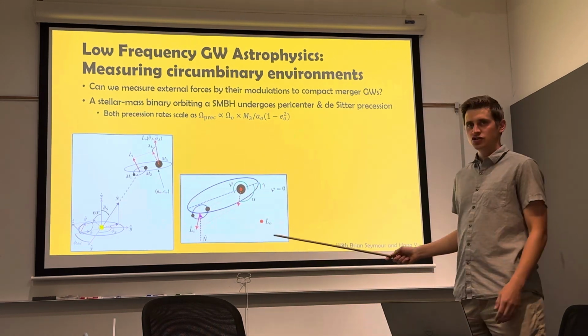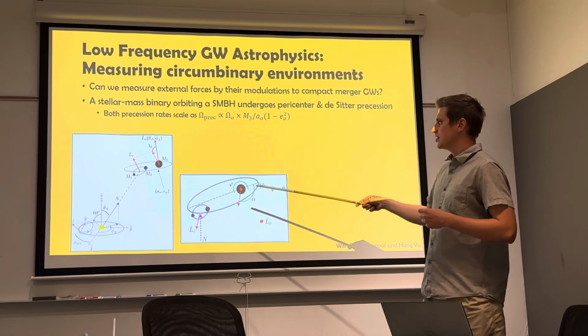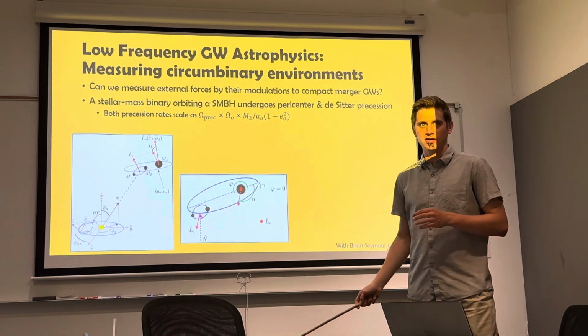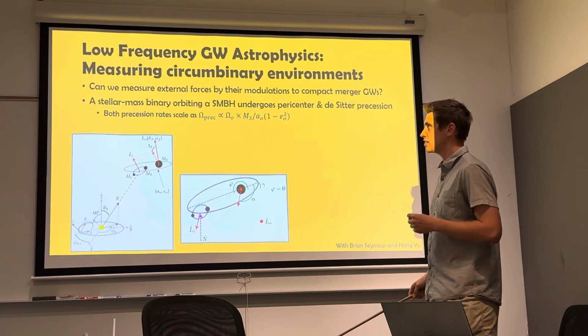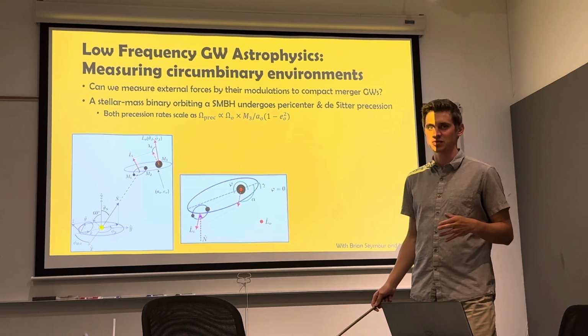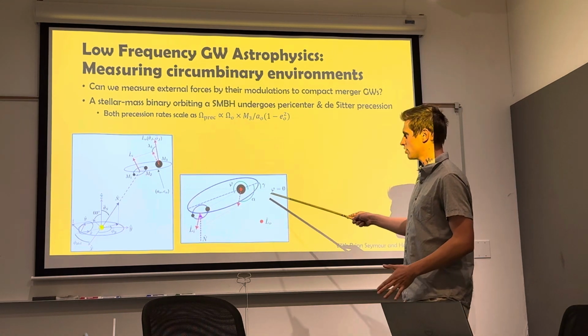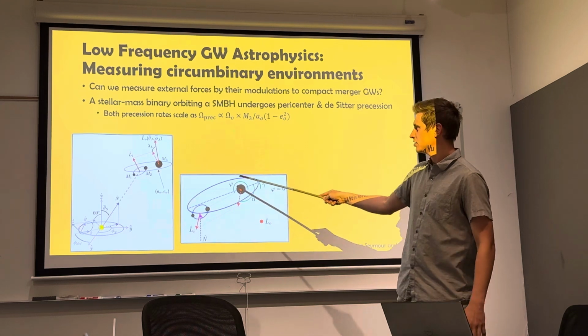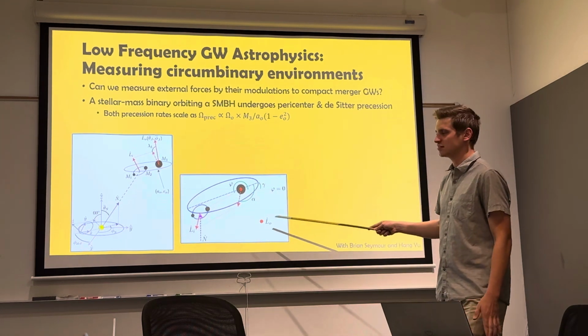So in addition to just the orbit around this supermassive black hole, this stellar mass binary is going to undergo a couple different precession effects. The first is pericenter precession, which is what was observed with Mercury going around the sun. So just sort of the overall shape of this elliptical orbit will precess around the supermassive black hole.